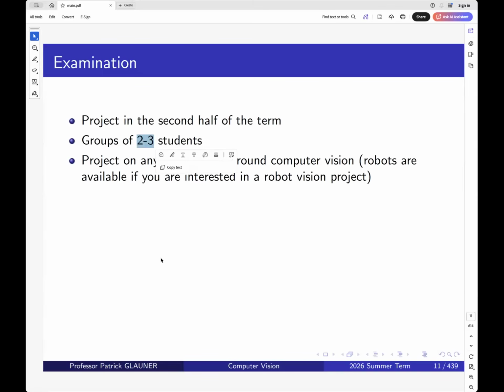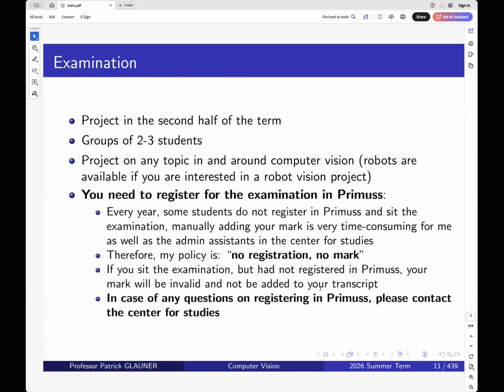And the group size is 2 to 3 students, so no single students and no groups of 4 students, 2 to 3, which is binding, and you would propose a topic. One thing is also important.